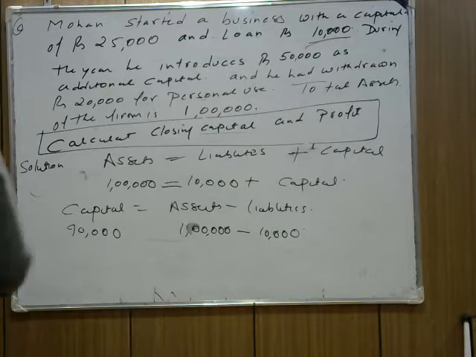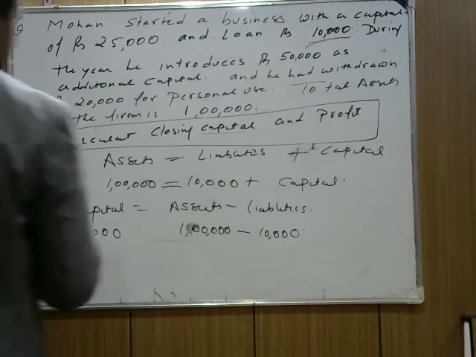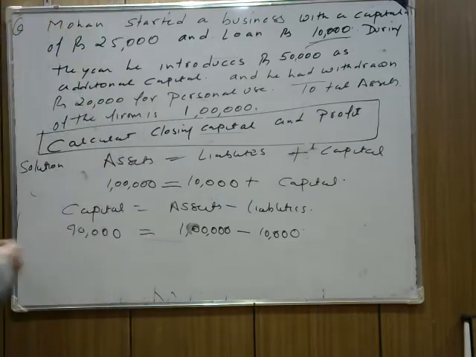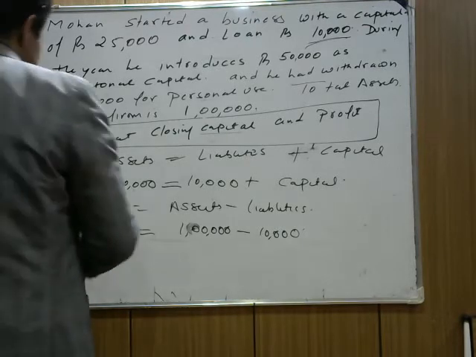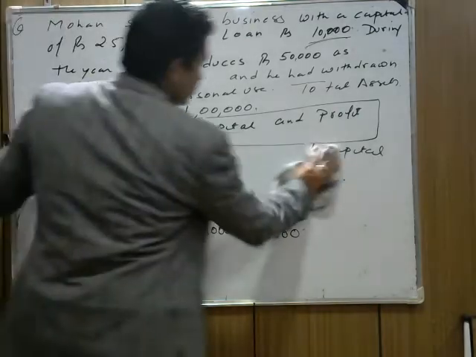Now check again. Okay, the capital is coming 90,000. Asset equals liability plus capital. In the same way, how can you find capital? Assets minus liability. The capital is coming 90,000. The closing capital is 90,000.